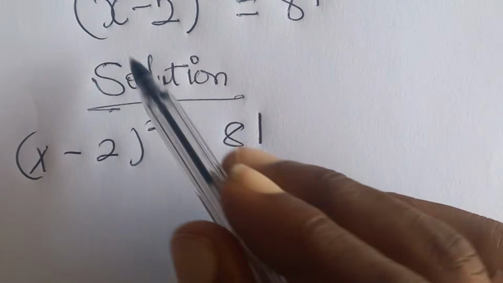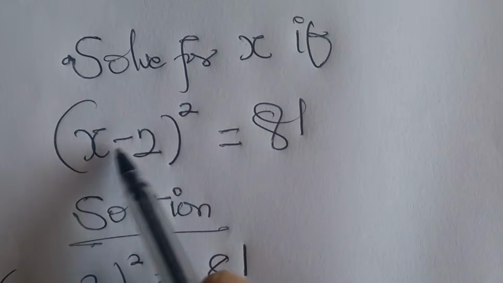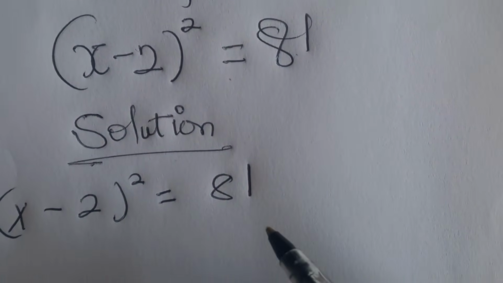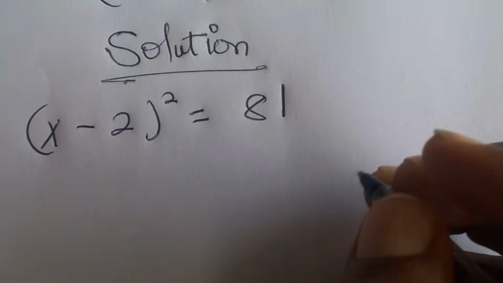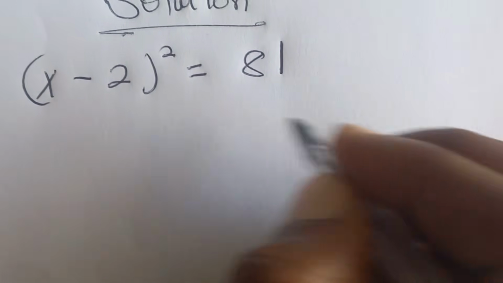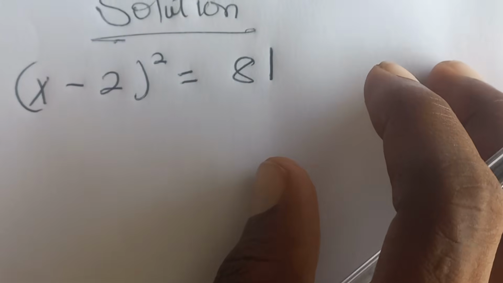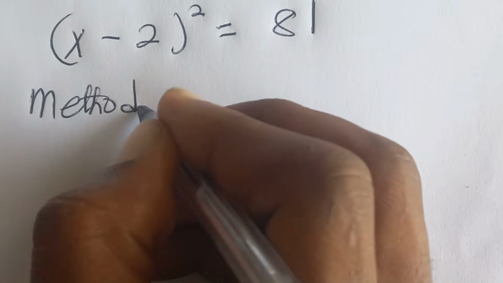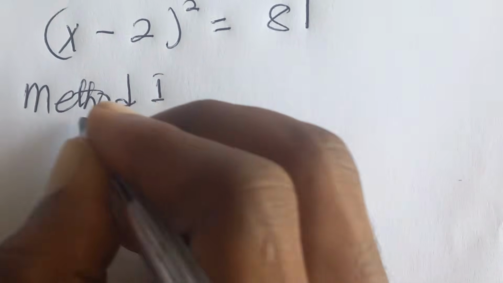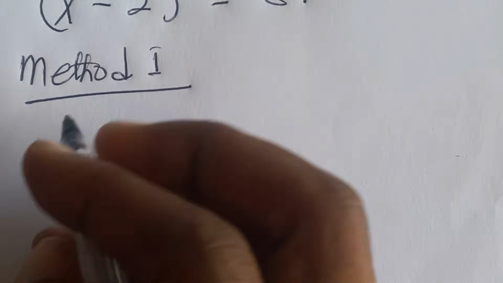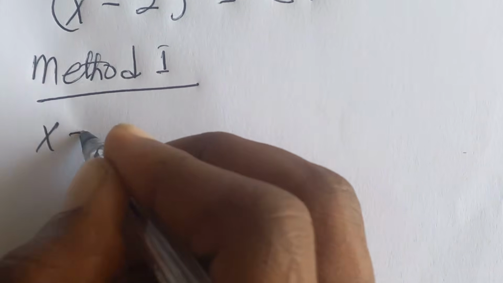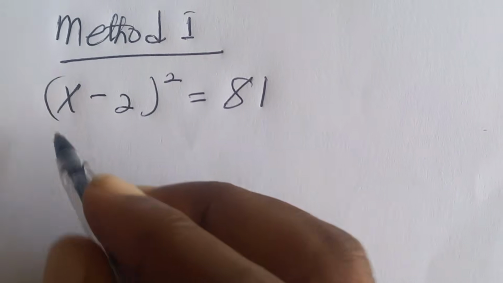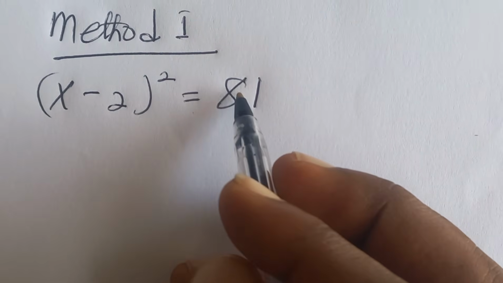So today we are looking at (x minus 2) all squared is equal to 81. In this case, we are solving for x. I'm going to use two methods to solve this particular question. So let's start with method 1. In method 1, let's solve. We have (x minus 2) all squared is equal to 81.